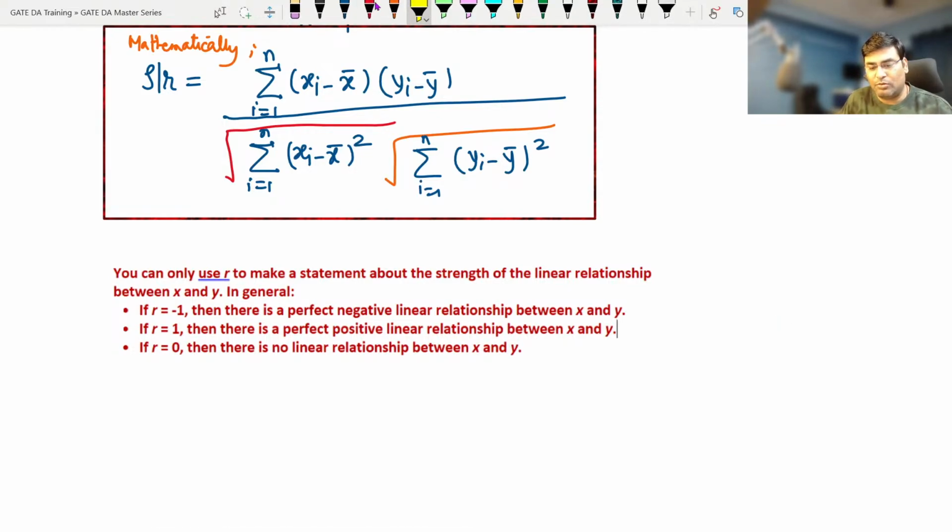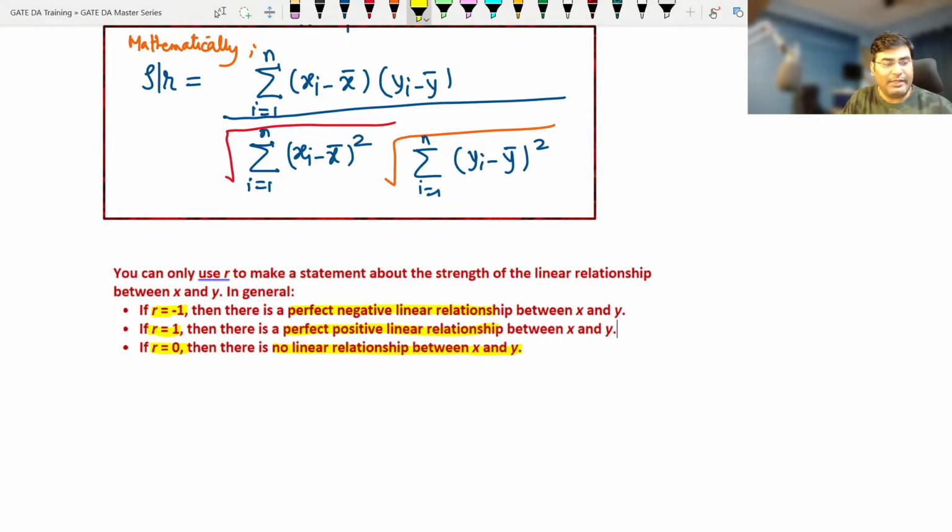If you take r equal to 0, then there's no linear relationship between x and y. That's number 1 point. If r equal to 1, then it's a perfect positive linear relationship. And if r equal to -1, it is a perfect negative linear relationship.